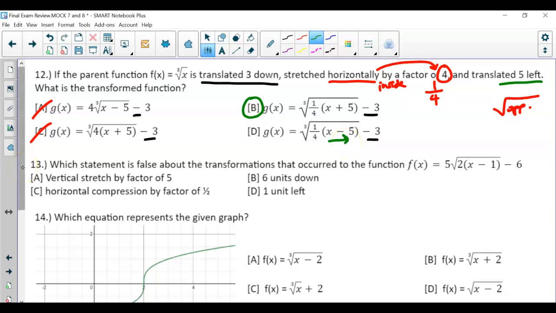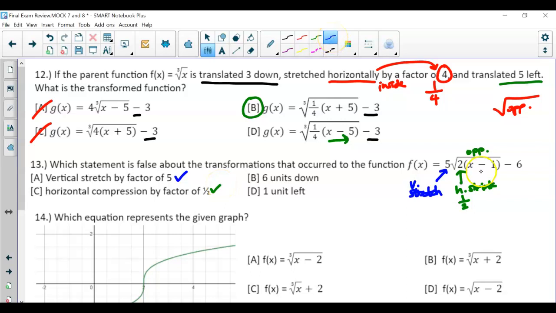So then 13, which of these statements is false? So 5, well, notice how the 5 is on the outside. So now this is our vertical stretch here by a factor of 5. So again, it's outside. Remember, inside is what's going to be opposite. So this statement is true. Remember, we're looking for false. So now again, anything inside is opposite. So now the 2 here represents your horizontal, but by a factor of not 2, right? 1/2. So this is a horizontal shrink or a horizontal compression by 1/2. So again, C is good.